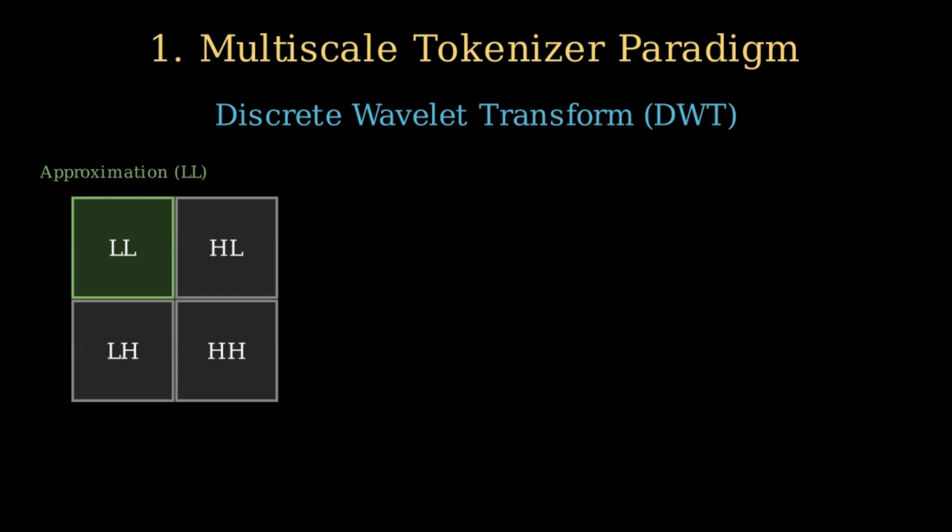The top left quadrant represents the LL band, also known as the approximation matrix. This band captures the coarse, low-frequency structure of the image, holding the overarching semantic layout. Conversely, the remaining quadrants capture the high-frequency sparse details, the sharp edges and textures that give an image its crispness and realism.